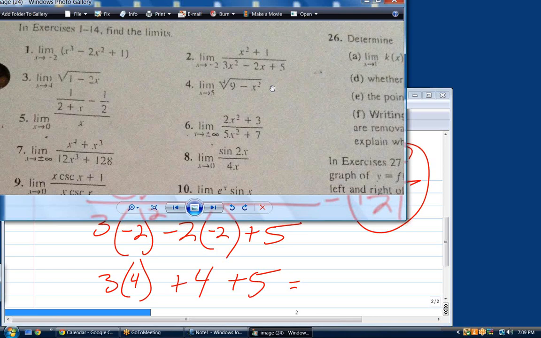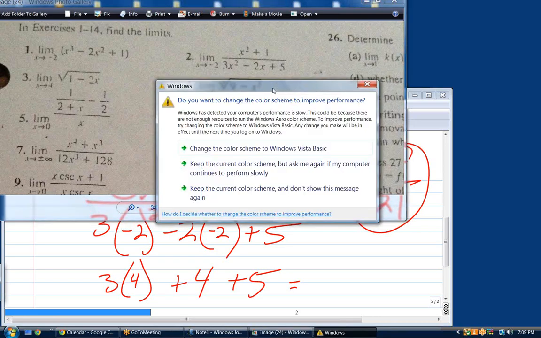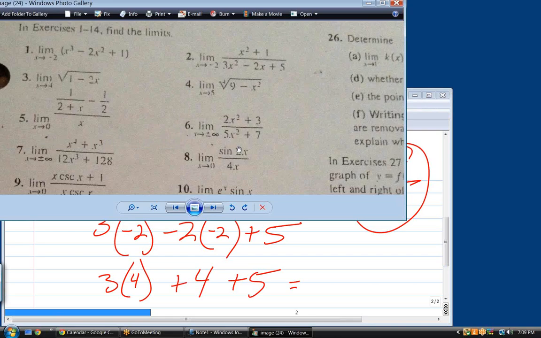Number 4 would be 9 minus 25, which is negative 16. So it's 2. No, you can't take the fourth root of a negative number either. You cannot take the even root of a negative number. However, given that you know complex numbers, they may say this is 2i.